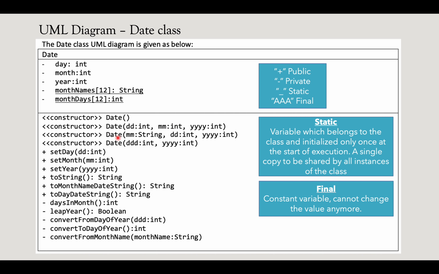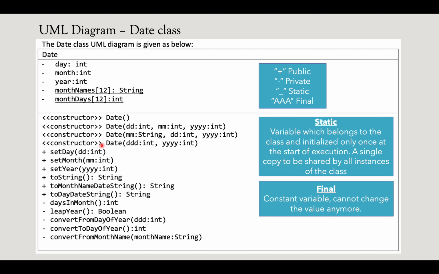Then the next Date constructor uses another overloaded method to take in a string with 2 integers, and similarly another takes in 2 integers. You can see when we use overloading, all the constructors have the same name, Date, but each of them takes in different types of parameters, or even different numbers of parameters.